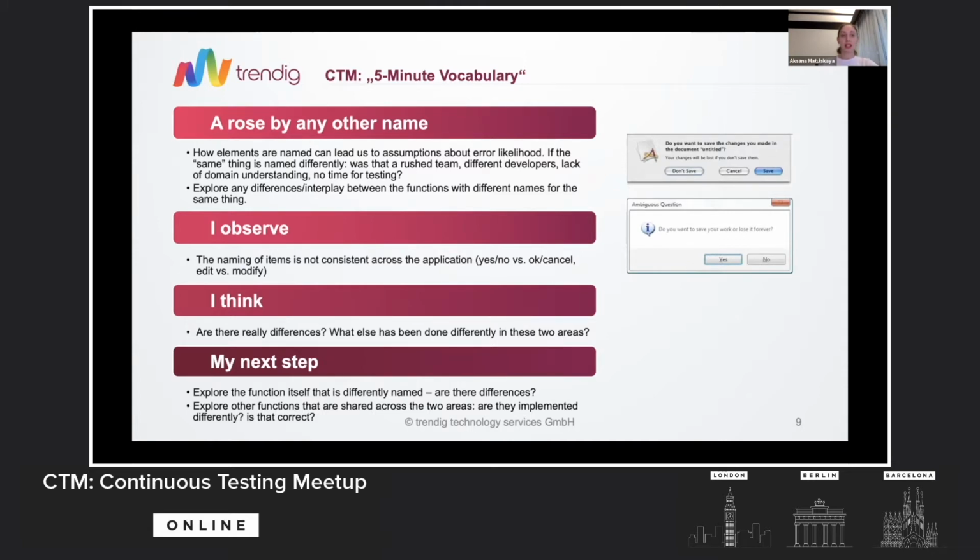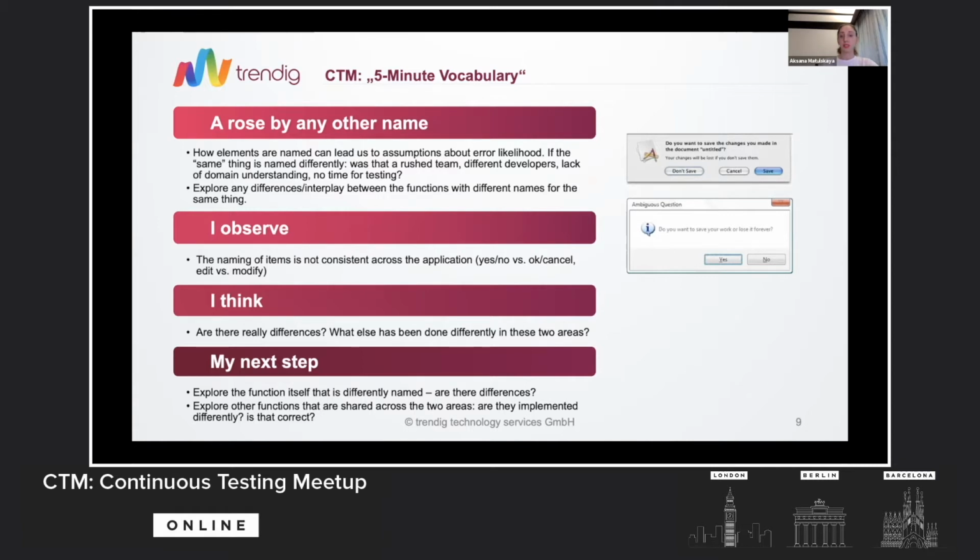How elements are named can lead us to assumptions about error likelihood. But we can also have actions that are named differently but do the same things, like yes or no buttons, or okay and cancel, or edit versus modify. In this case, we need to think: is there really a difference in these actions, or what else has been done differently in these two areas?